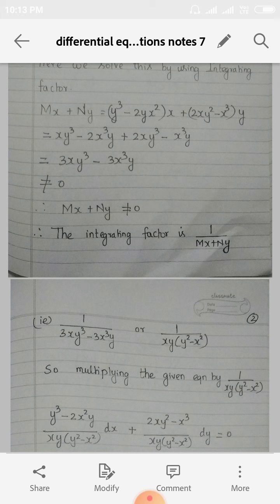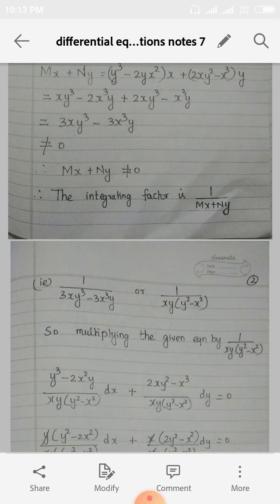What is 1 by Mx plus Ny? That is nothing but 1 by 3xy cube minus 3x cube y. Just leave the constant term. For the integrating factor, leave the constant term and consider only the variables. So what are the variables? xy cube minus x cube y. In this term, take xy common. We get xy into y square minus x square. So this is the integrating factor.